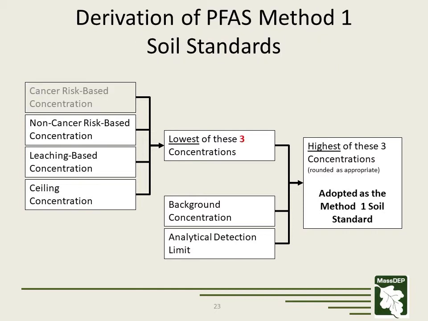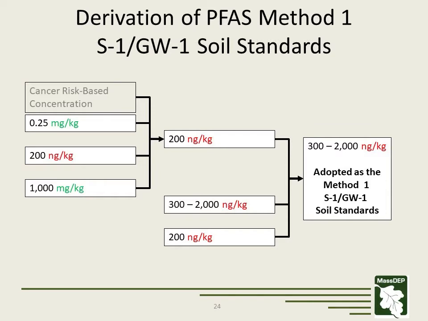Applying this approach to PFAS, we're only making one change to the general methodology, which recognizes that there are no published toxicity values to calculate the cancer risk-based concentration for PFAS compounds at this time. So with that box grayed out, we'll look at the non-cancer risk-based concentration, the leaching-based concentration, and the ceiling concentration, and take the lowest of those 3 remaining values to move through the process. Everything else is still the same. First, we'll go through the Method 1 S1 GW1 combination. So this is Category S1 soil that lies above Category GW1 groundwater. You'll notice a lot of red and green.